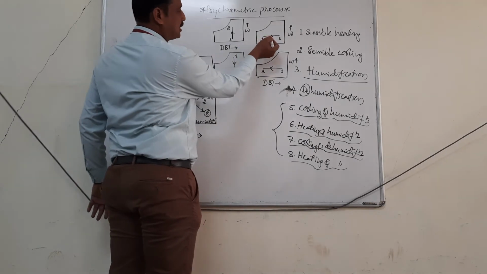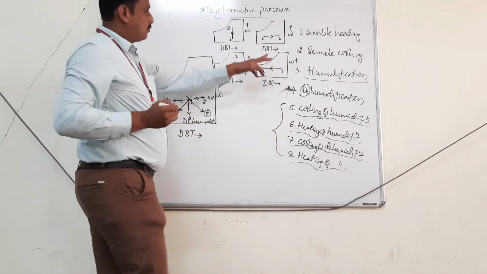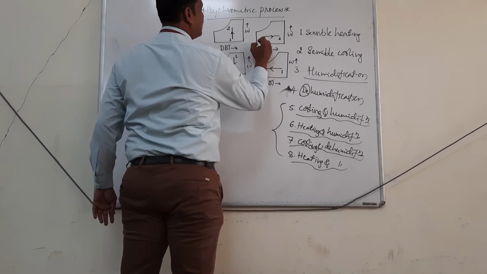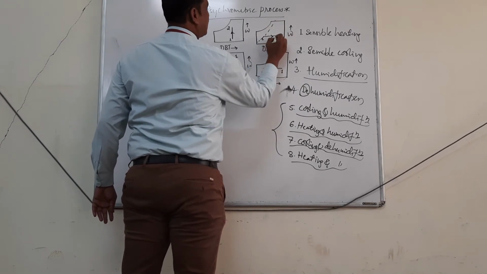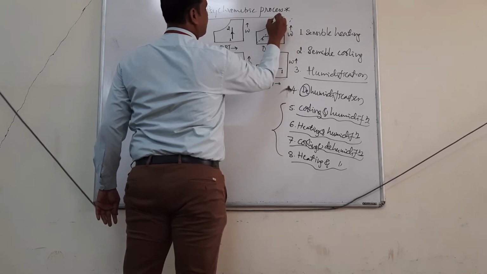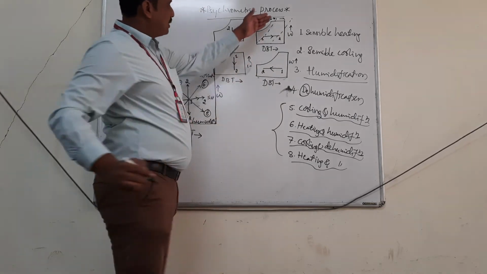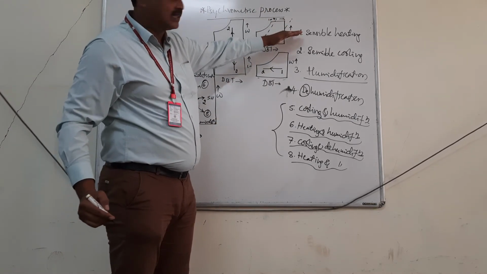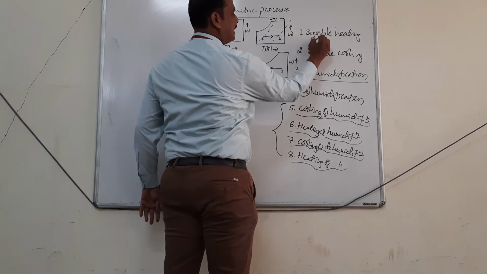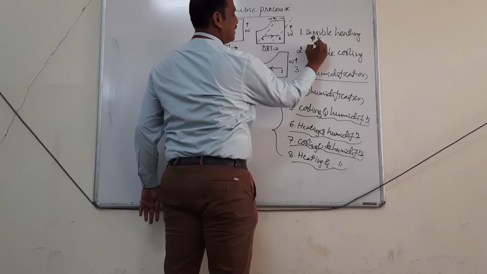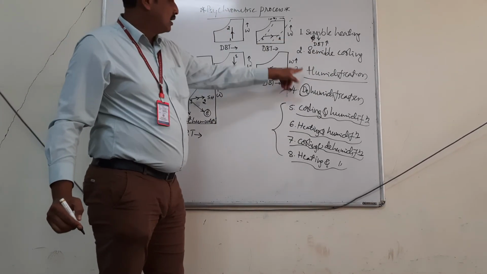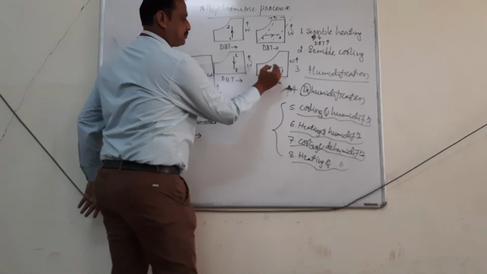What happens to the relative humidity for sensible heating? See here, I show you. See, sensible heating lines are like this. Yes. So here it is 100% and this is 90%. So that means from this point to this point, relative humidity decreases. So in sensible heating what happens? Phi decreases and dBT, that's temperature, increases.